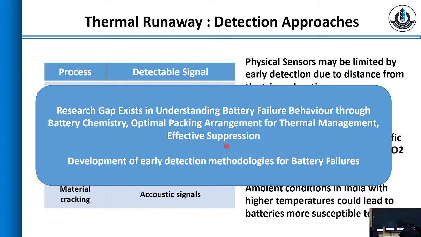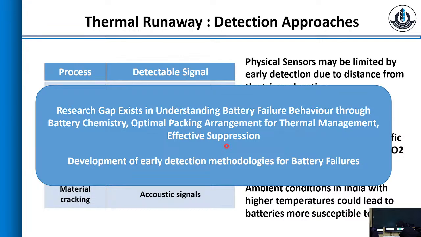So the research gap that currently exists is understanding battery failure behavior through battery chemistry. If you change the electrodes or the electrolytes, the battery chemistry itself changes, and once the chemistry changes, your activation energy and those components will change. So understanding that is a very important field of research. Then there is how you arrange individual cells in your battery pack so that heat extraction, or cooling of the batteries, is efficient. That is again an area where research on thermal management needs to happen.